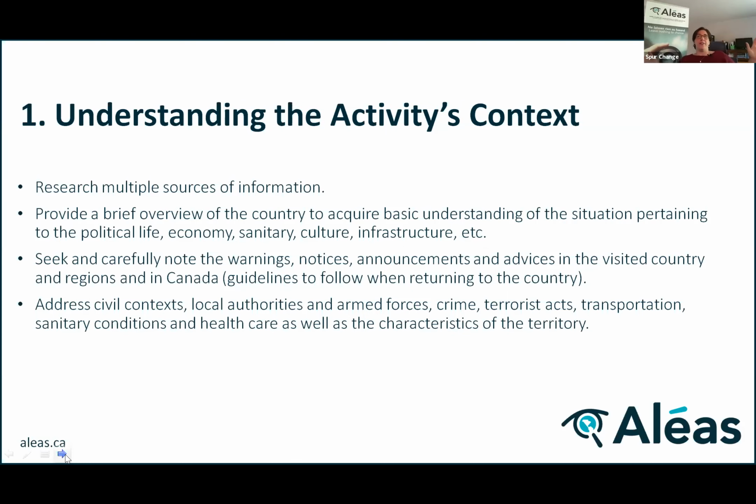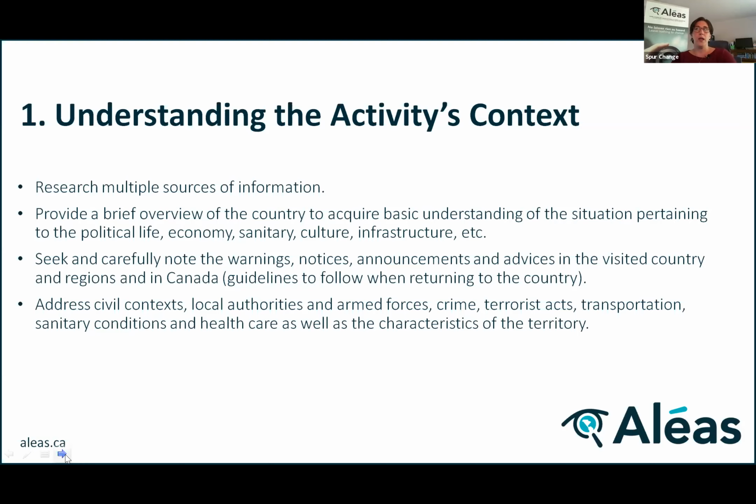So first off, you need to understand the context in which your project is going to take place. So you have to research multiple sources of information. Again, we provide you with the tool to help you do that. And that has to be written and logged in a document in which you provide a brief overview of the country.